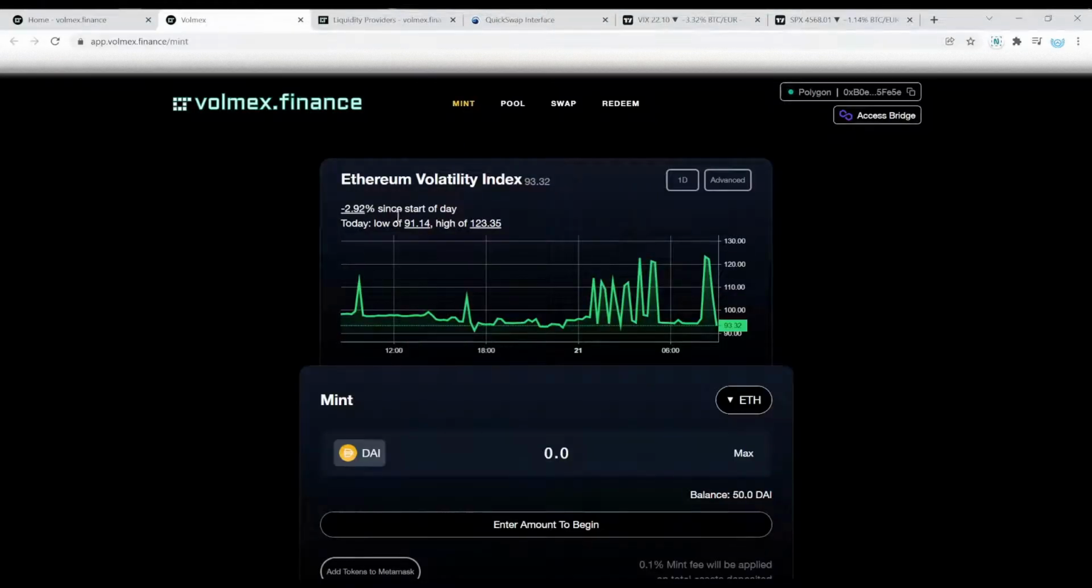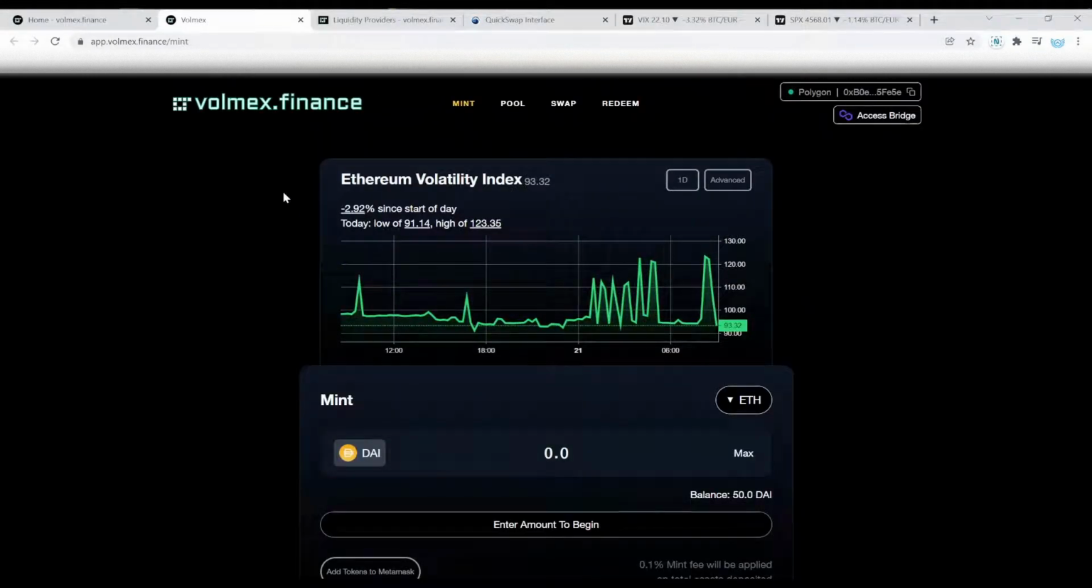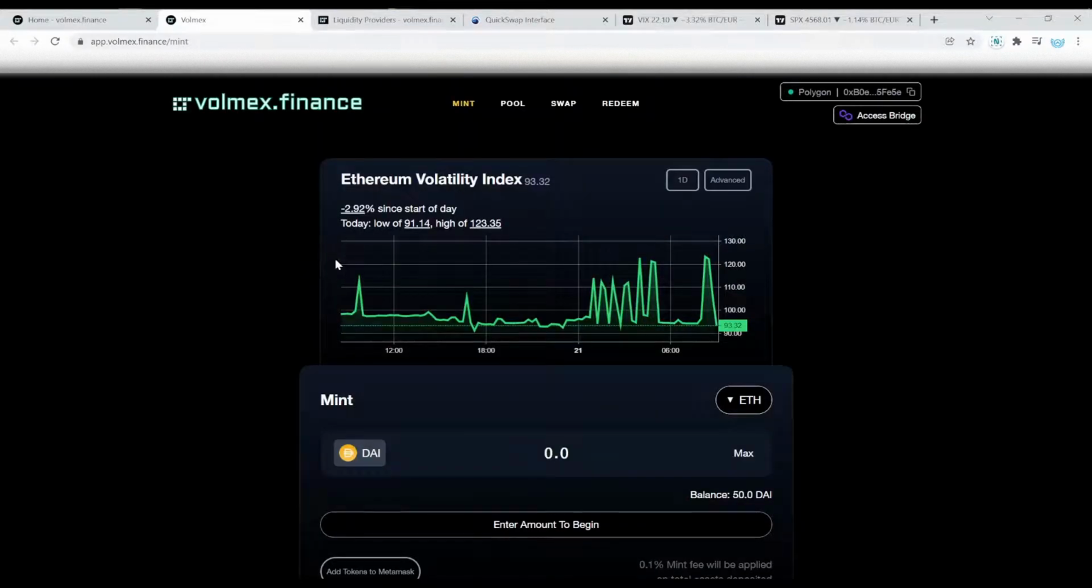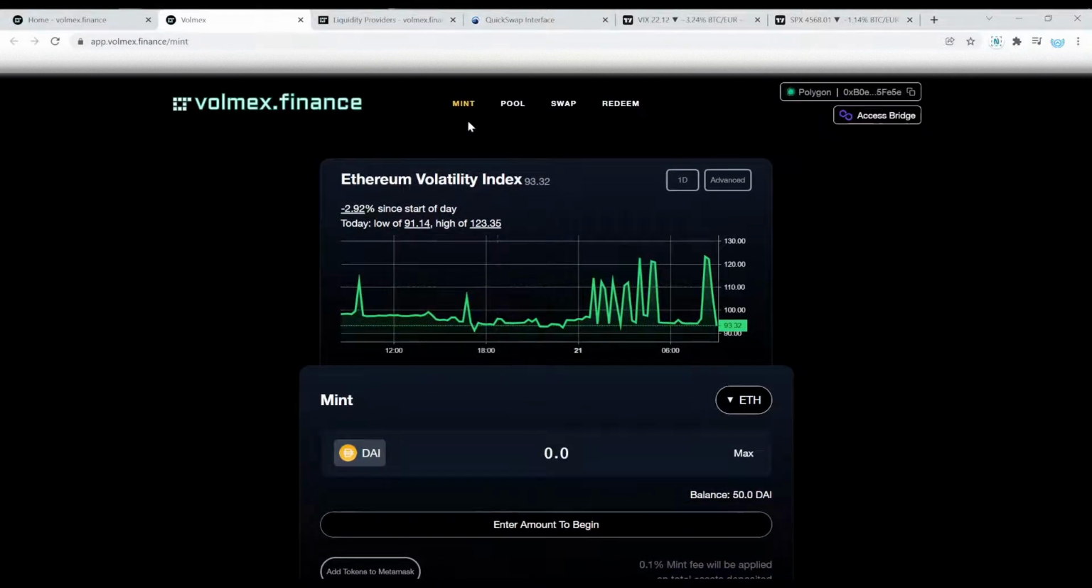If we enter the app, then you will be presented with this screen. To be honest, it doesn't look very fancy or anything, but it is pretty useful, as you will see in a second. Now, what you can do here is mint volatility tokens. So what we are doing right now is basically providing liquidity for this protocol. You can either provide liquidity for this protocol, or you can use these tokens, which I will explain in a second, to hedge against volatility.